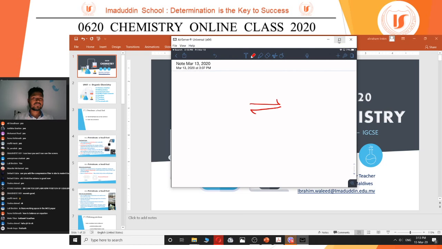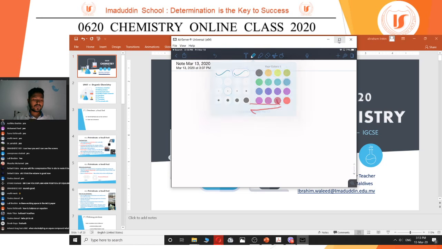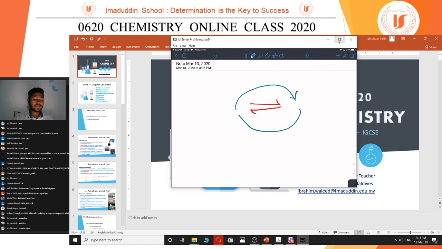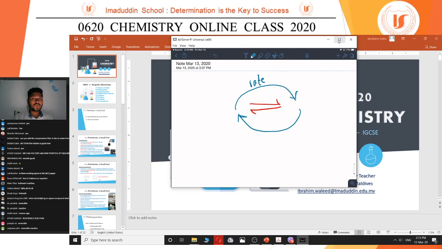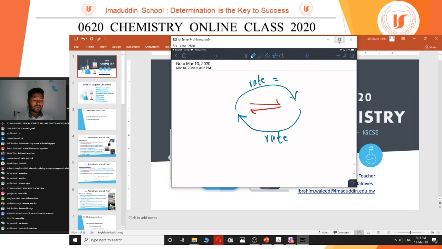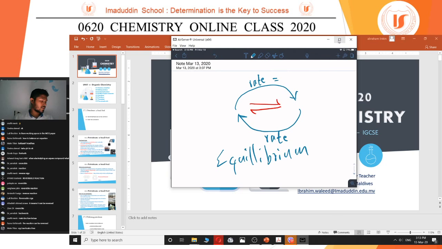Reversible sign. Reversible sign means the reaction can proceed forward as well as backward. So equilibrium, we say, when the rate of forward reaction is equal to the rate of backward reaction. So if rate of forward reaction is equal to the rate of backward reaction, we say it is in equilibrium. But this is not the usual case.